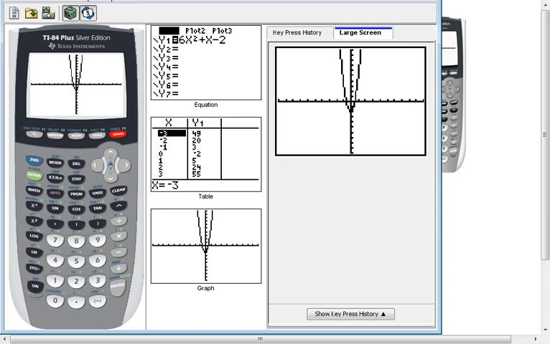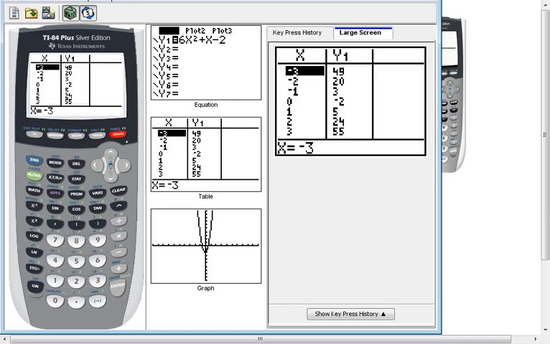It's not a double root because it's 2 different spots. But I know it has 2 real roots, and I need to find what they are. So I first try to go to my table. When I go to my table, I'm looking for where my y values are 0. And the problem is I don't have it.